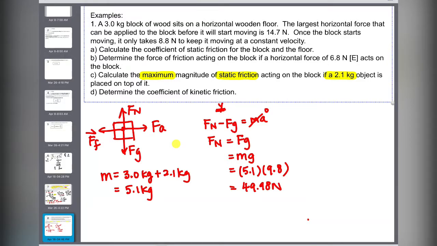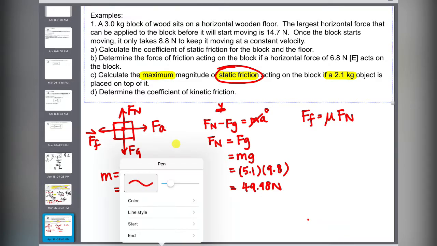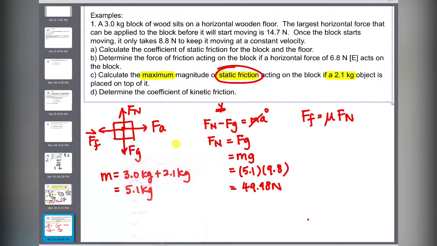And indirectly, what would it change? I am looking for the maximum of the static friction. I would like to calculate FF equals mu Fn. The mu that I'm going to be using is the coefficient of static friction that we found just now in part A. We found that it is equal to 0.50. That was from part A.